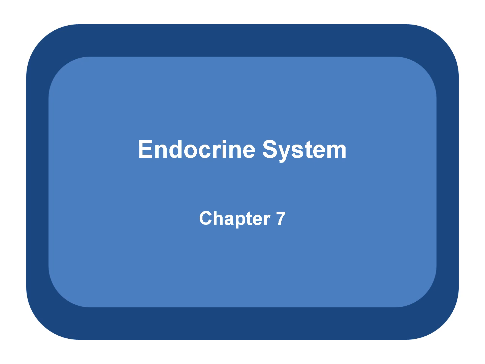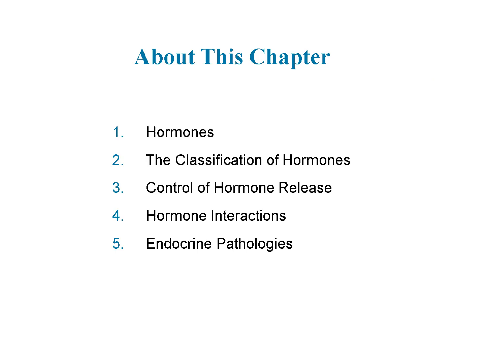Chapter 7. The Endocrine System. This chapter focuses on the role of hormones in regulating various physiological processes and how the endocrine system maintains homeostasis through chemical signaling. Hormones are chemical messengers produced by endocrine glands that travel through the bloodstream to target tissues.